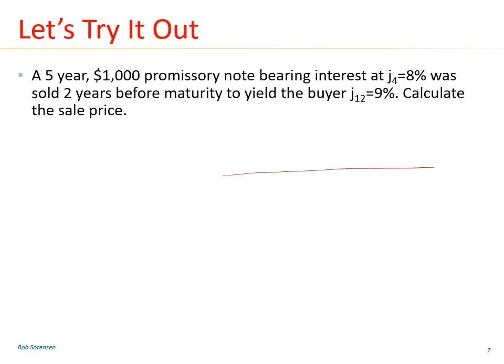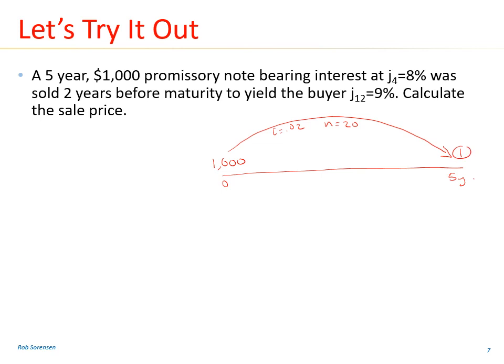Start by just drawing a little timeline here. It's a 5-year note, so I'll put 5 years down here. $1,000, bearing interest, so that means I have to add an arrow in here to represent the interest. At 8% compounded quarterly, so I is going to be 0.02, and N is going to be 20. I'm going 5 years, 4 times a year.